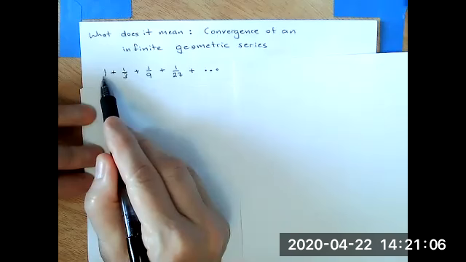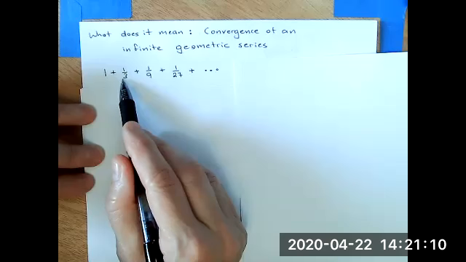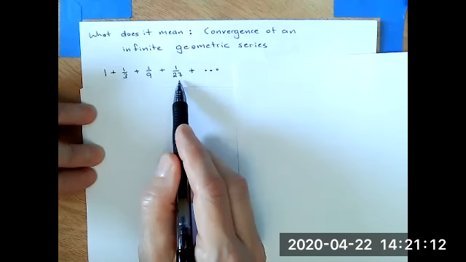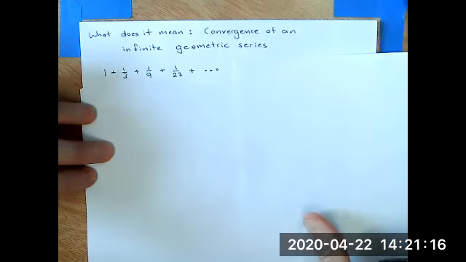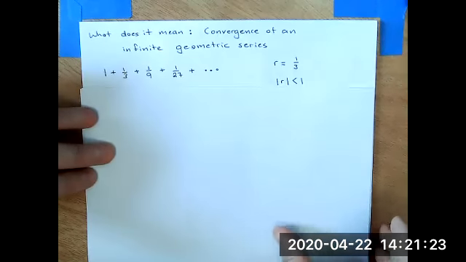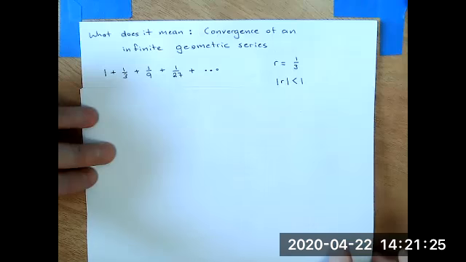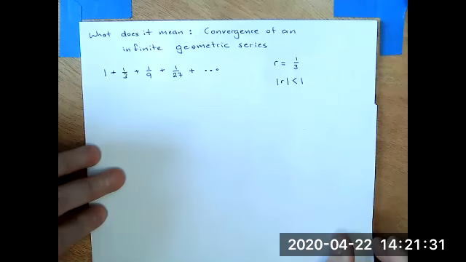1/3 divided by 1 is 1/3. 1/9 divided by 1/3 is 1/3. 1/27 divided by 1/9 is 1/3. So the common ratio is 1/3. And we know if the common ratio is less than 1, then the series is said to converge. But what does that mean?